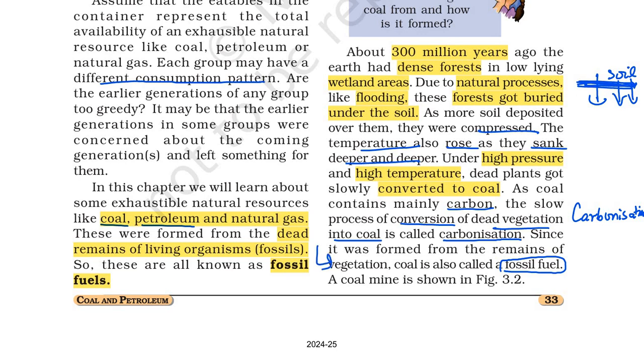So remember, the whole process is carbonization. It is the conversion of dead vegetation into coal. And how? The forest got buried under the soil and all the remains were converted into coal. The dead plants were converted into coal because of high pressure and high temperature. Okay.